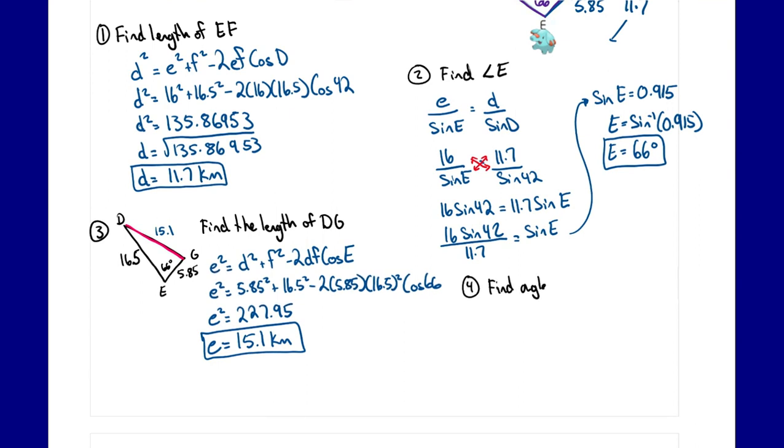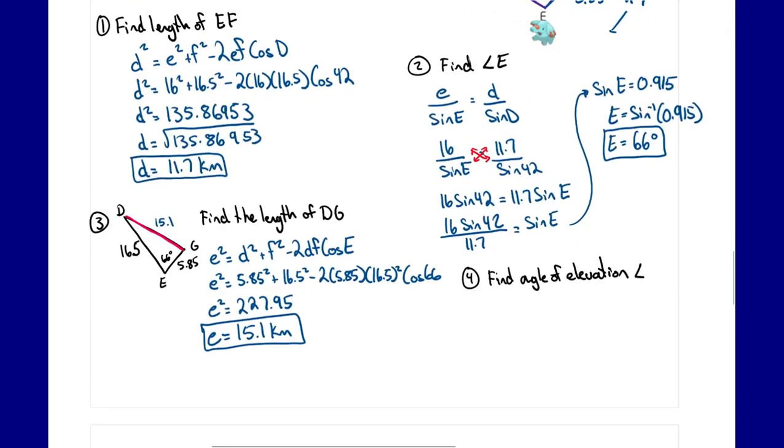We're going to find the angle of elevation. I don't want to call it angle D, we'll call it angle JDG.